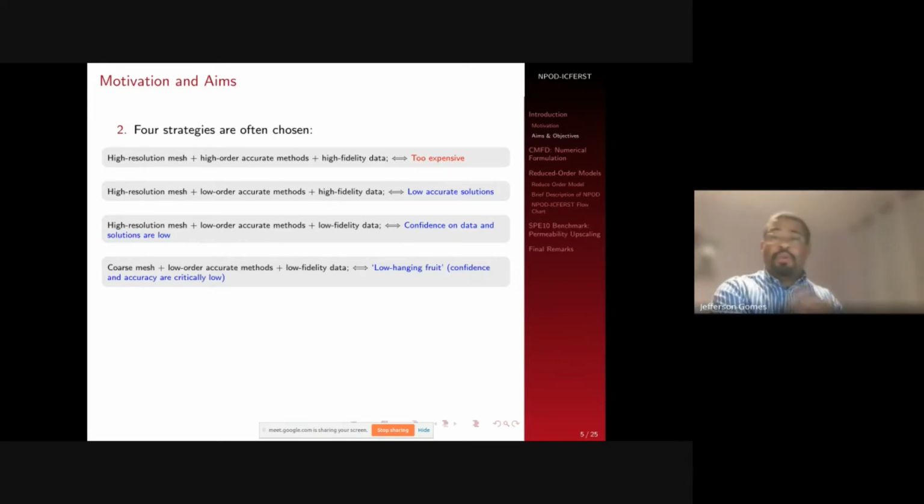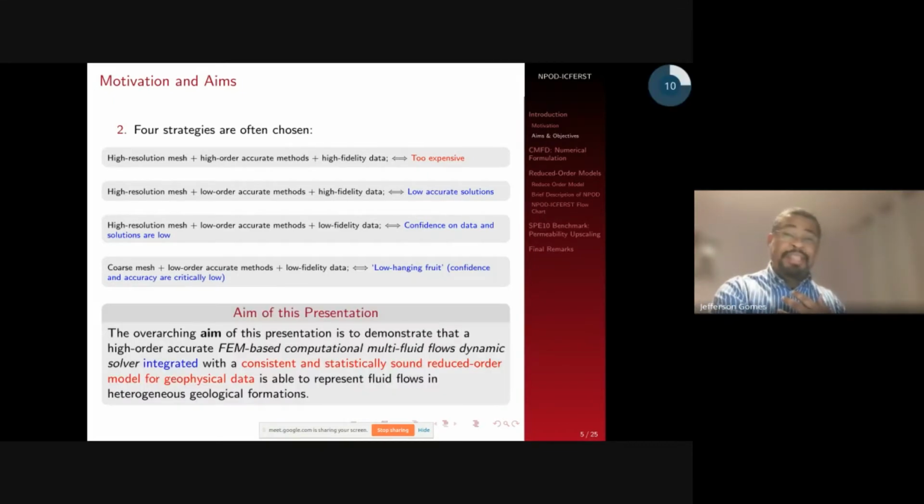What we propose to do here in Temi's work is to integrate high order accurate methods with low fidelity data and a slightly lower resolution method, but doing this in a very systematic way. So we get one of the best high order accurate methods that you can get for porous media flow, and a consistent and statistically sound ROM, reduced order models, for the geophysical data.